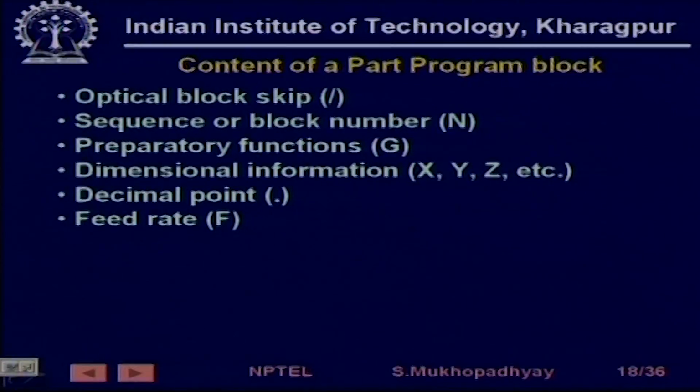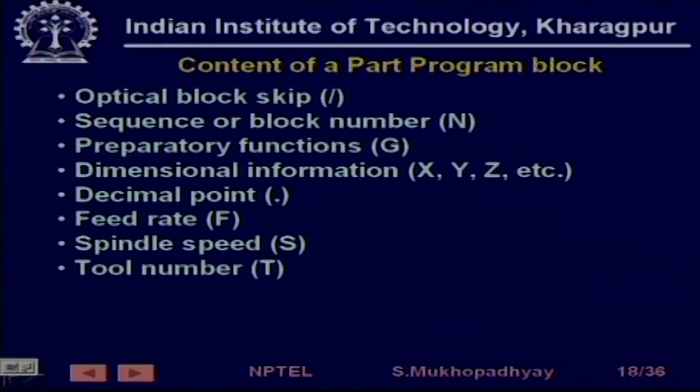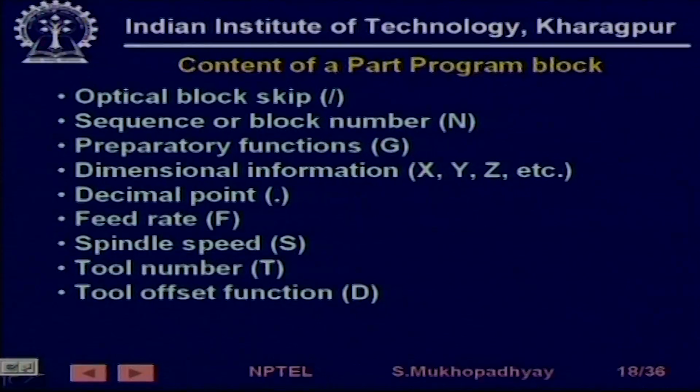Then you have to provide things like feed rate, spindle speed, tool number, because tools are uniquely identified by their number in a magazine. So, if the machine has to select a particular tool, the tool number has to be given. Similarly, the tool offset functions. For exact dimensional accuracy, the tool actually has a finite radius.